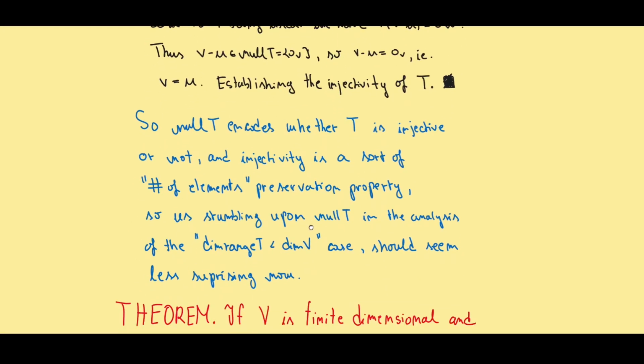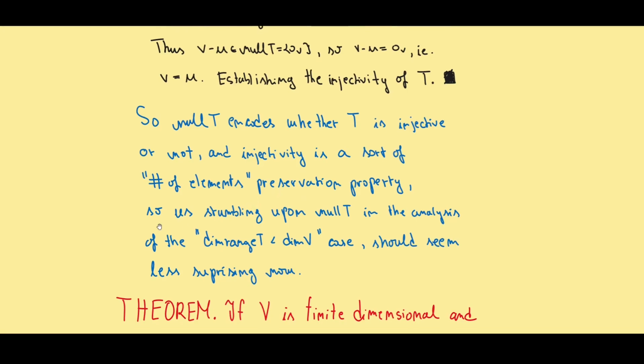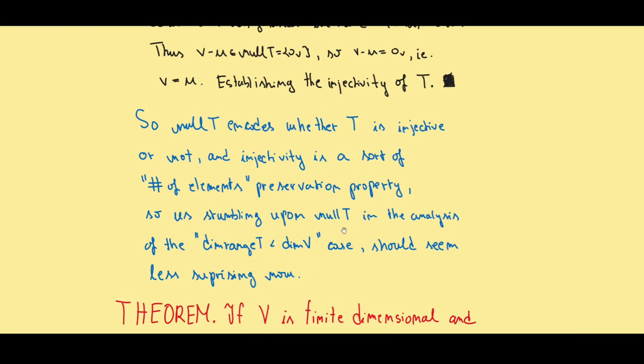So null T encodes whether T is injective or not. And injectivity is a sort of number-of-elements preservation property. So us stumbling upon the set null T, the concept of null T, in the analysis of the case when the dimension of range T was less than the dimension of our starting set, if you recall. So this thingy popped up in this case.